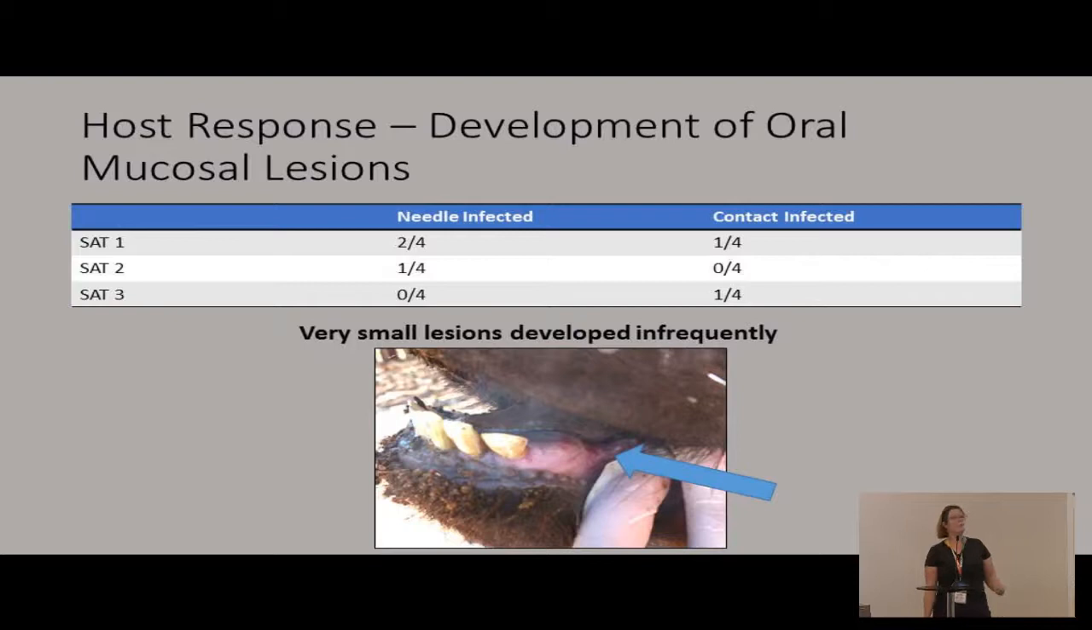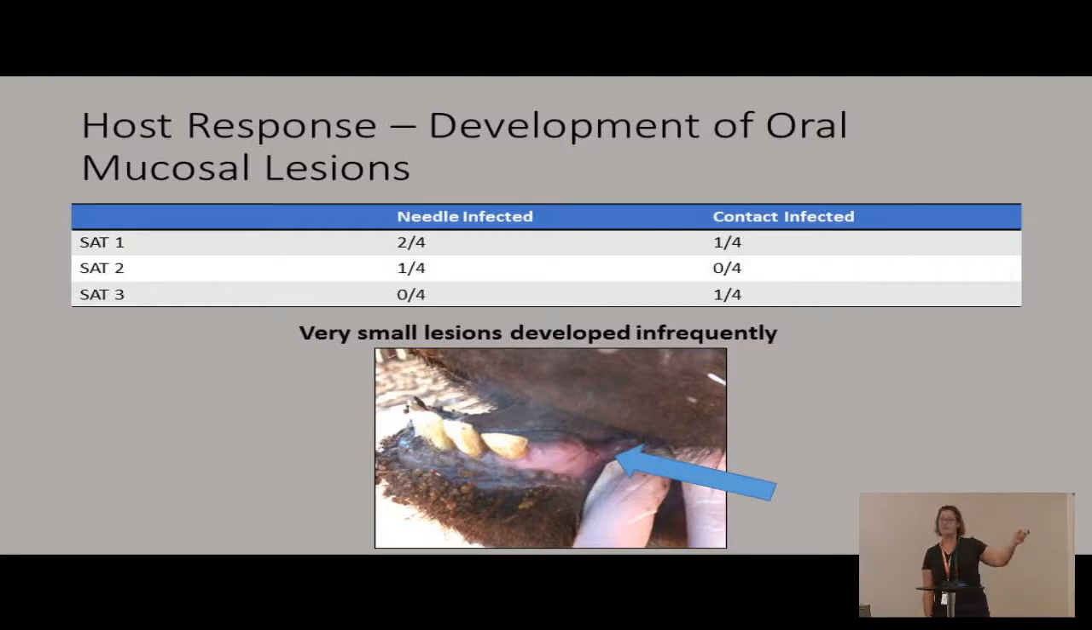Okay, so did they have oral lesions? This was a question someone asked. And these haven't been sequenced yet, so this is based on visual diagnosis only. And so SAT 1, 2, and 3, you can see that there were 5 animals that had them, 2 of the contact infected and 3 of the needle infected, but they were very small.